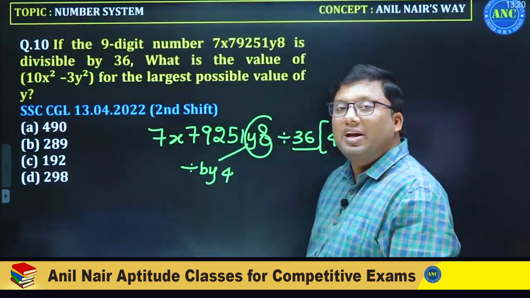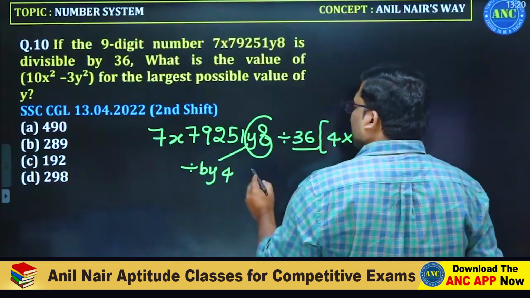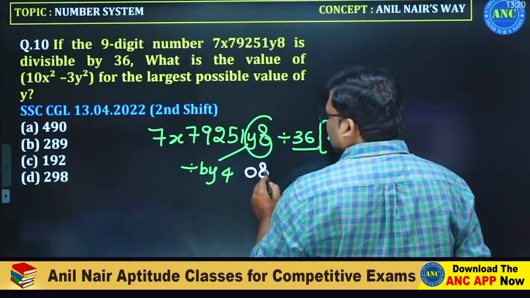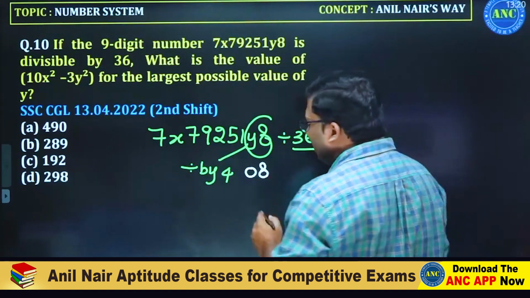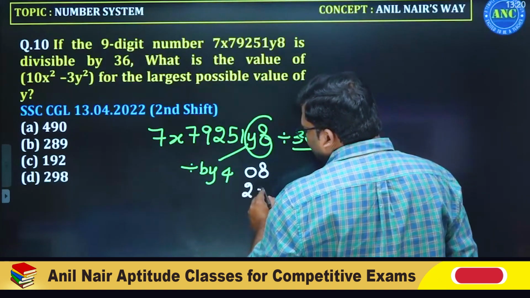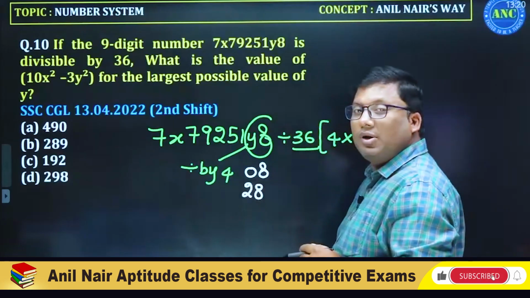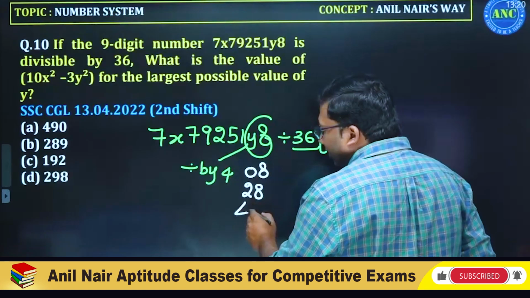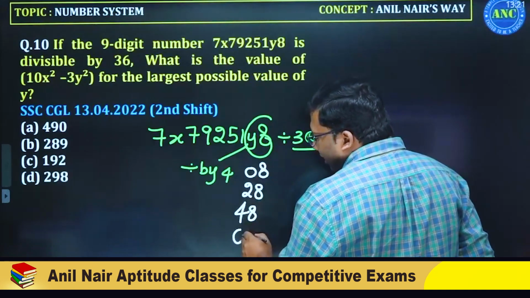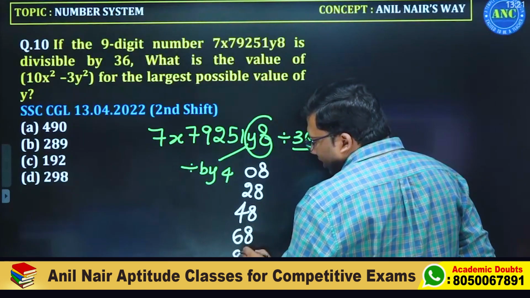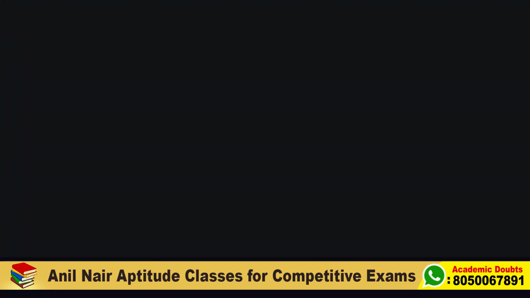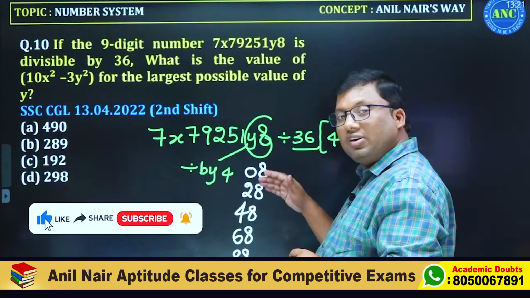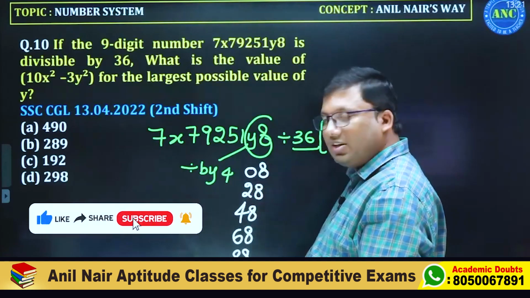So y can be an even digit or an odd digit. 0, 8, yes, it is divisible. 1, 8, 18, it is not divisible. 2, 8, 28, it is divisible by 4. Next 48, all the even digits only we will get: 48, 68 and 88. Y8 will become 08, 28, 48, 68, 88.